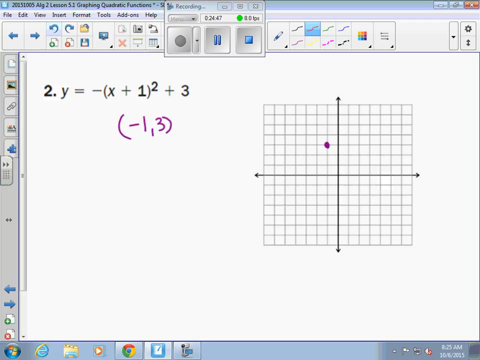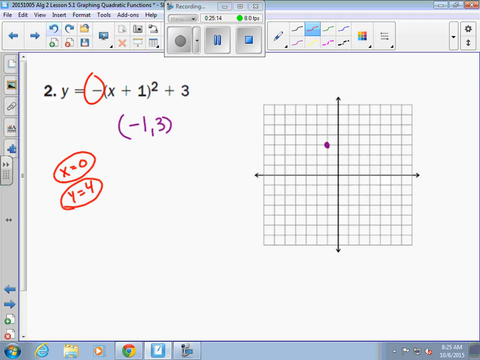Your a value is here, negative 1. So we know it's going to open down. So let's use 0. Let's shift one time to the right and use the number 0. 0 plus 1 is 1. 1 squared is 1. And 1 plus 3 is 4. So when x is 0, y is 4. So at 0, 1, 2, 3.